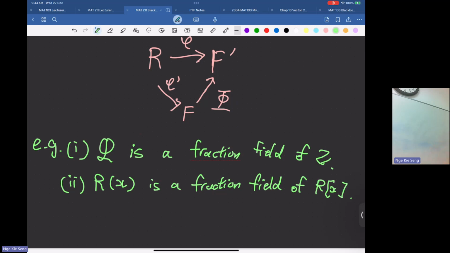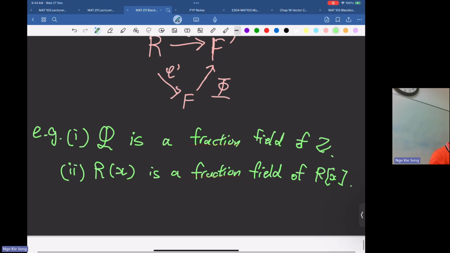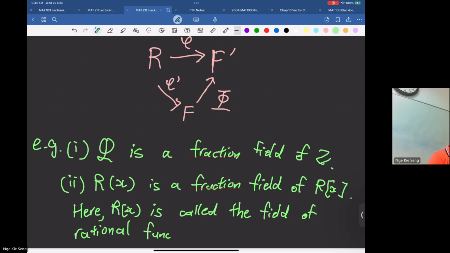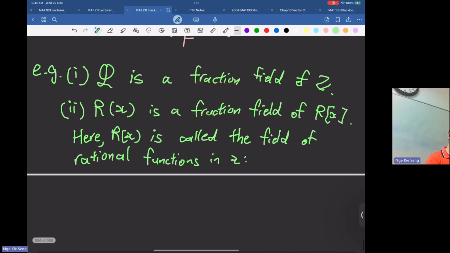And remember last time how we defined this? I just told you to invert all the non-zero elements in R[x]. This R(x) has all the inverses from R[x]. So in this language, we will call R(x) the field of rational functions.